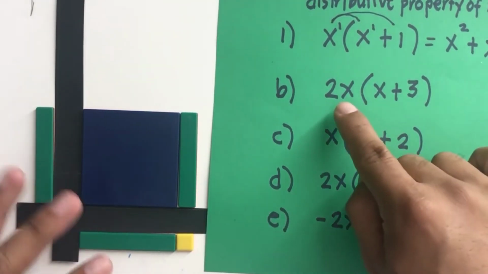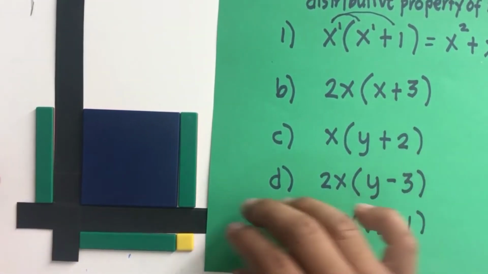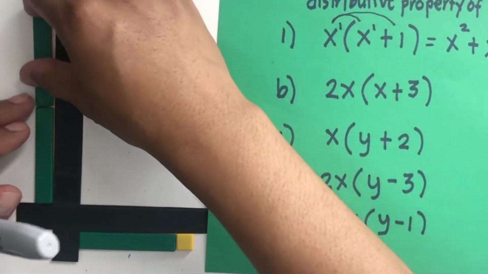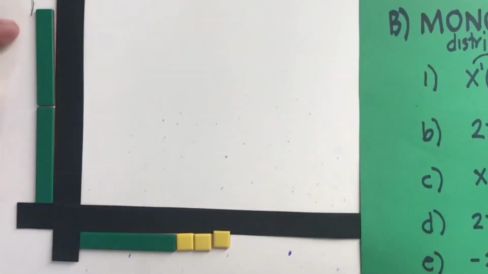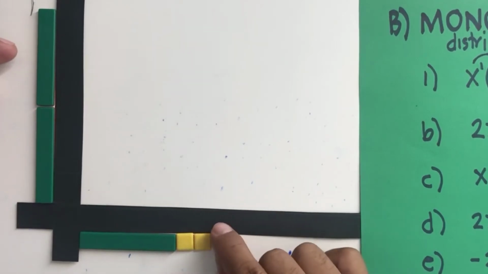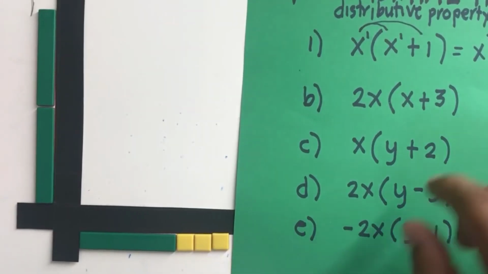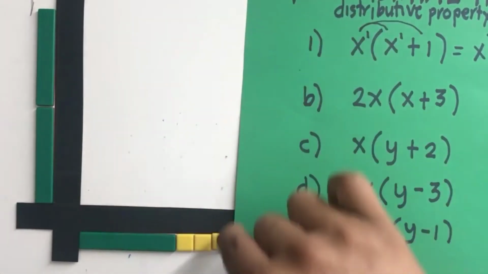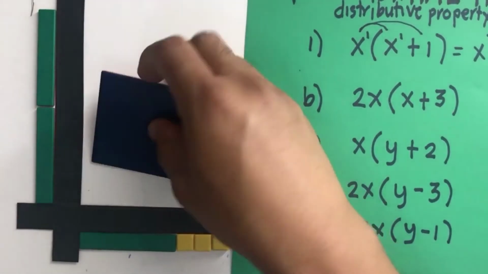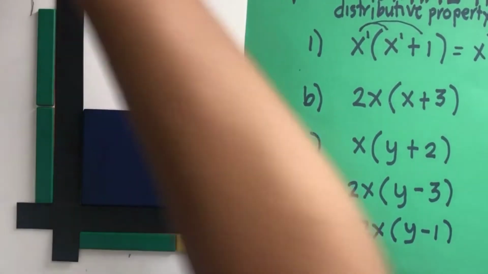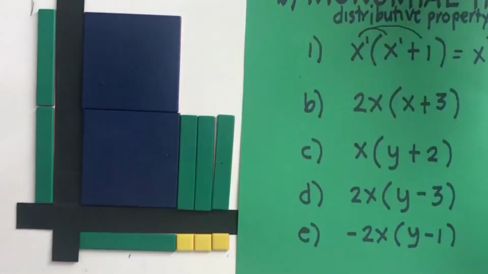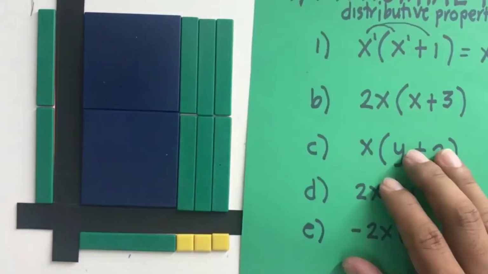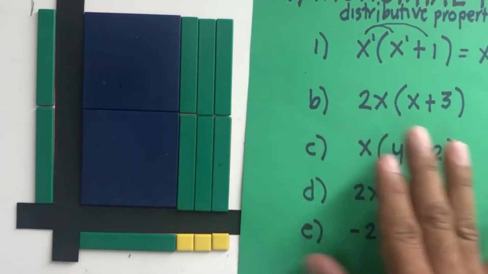Let's visualize 2x times the quantity x plus 3. So you need 2x here, and we need x plus 3 here. So this is 2x times x plus 3. The product would be this area. So let's complete that area. So we form a rectangle.